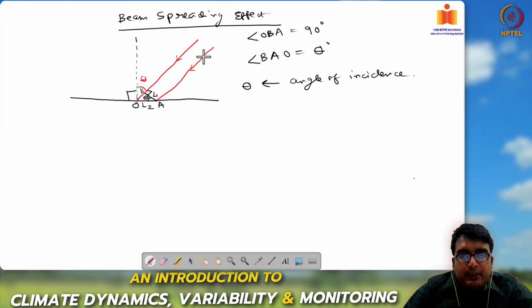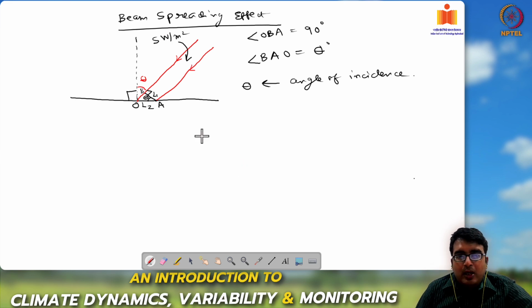Let us assume that the solar flux is S watt per meter square. The solar flux here normal to this direction BA is S watt per meter square. So suppose we take a rectangular area of length L1 and width W into the plane of the paper.